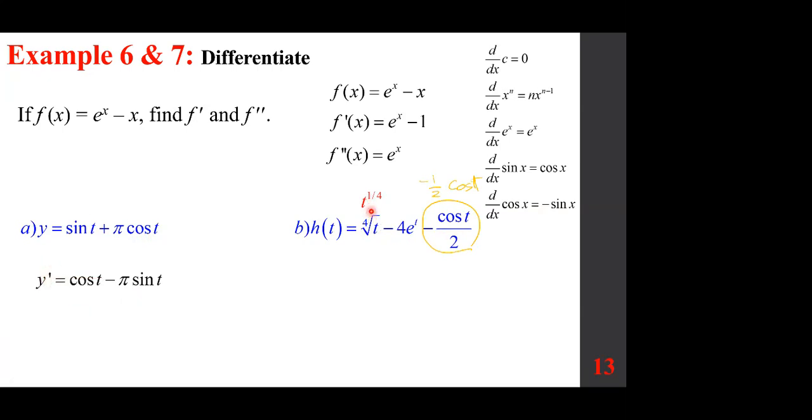Okay. So again, we are using an algebraic technique to make it possible to use what? The power rule. So this is 1/4 t to the power of 1/4 minus 1, which is negative 3/4, minus 4 e to the power of t. Then minus 1/2 times cosine gives us negative sine, so minus 1/2 and minus gives you plus 1/2 sine t, or you can write it as sine t over 2. We are done with calculus. This is algebra. This is calculus.